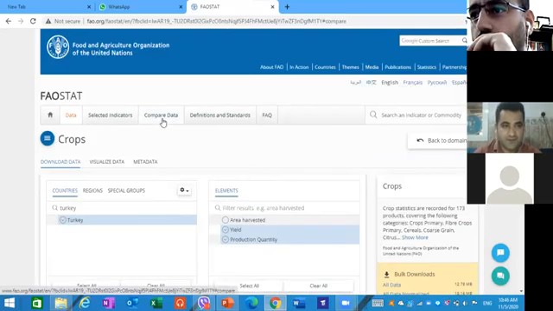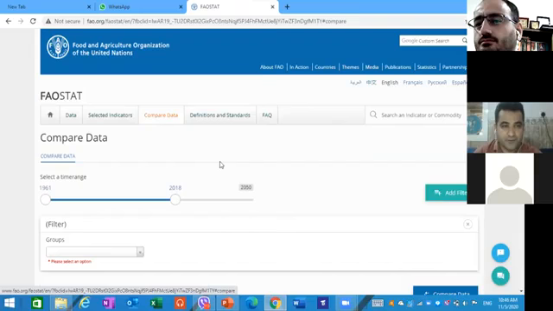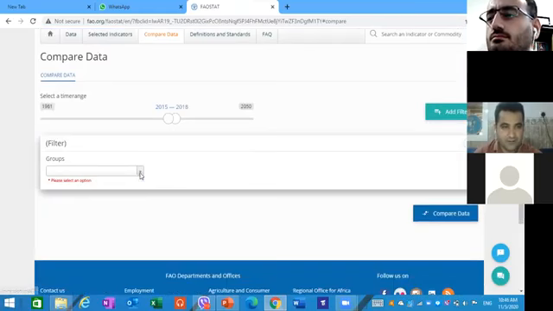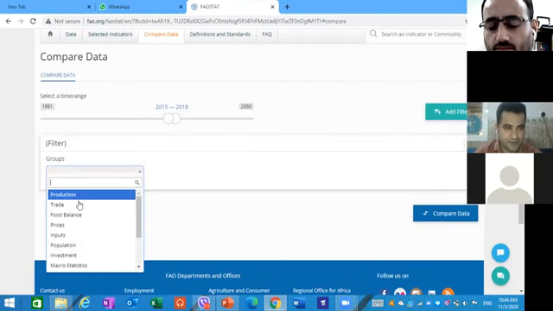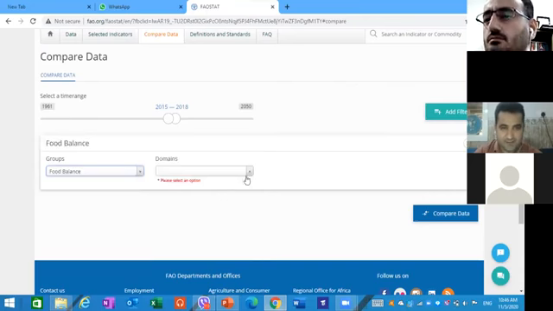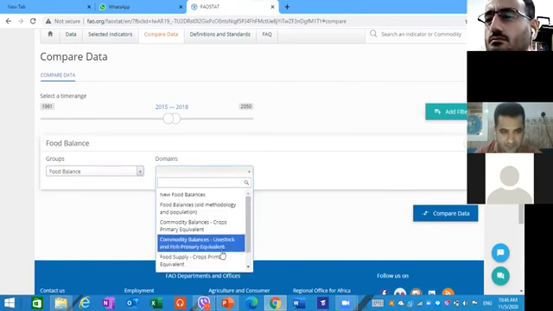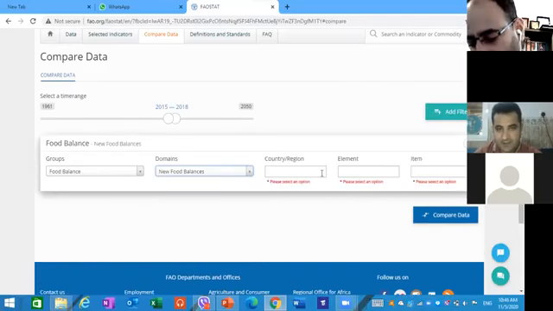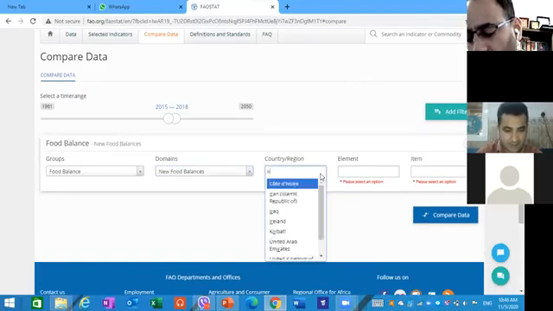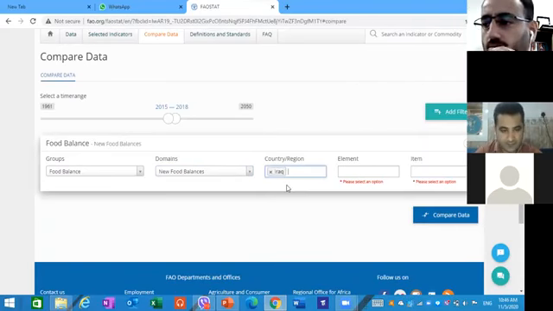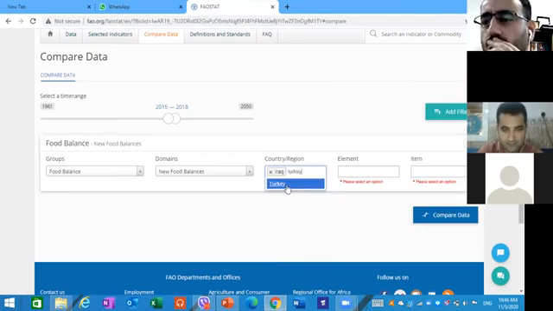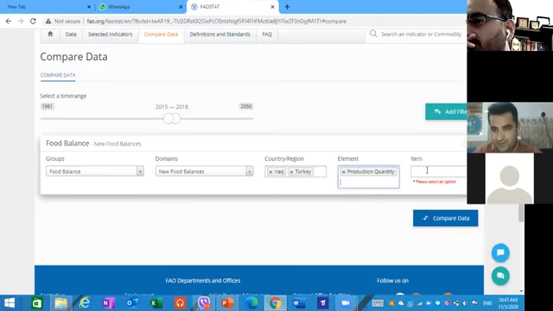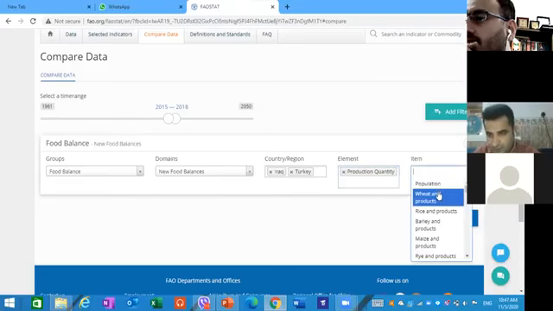For example, production of the oil between Iraq and Turkey. For example, in 10 years, 3 years, we can find production, trade, food balance, food supply, or new food balance. And here we can select a country, for example, Iraq and Turkey, and for elements a production quantity, and items, for example, wheat or oil.